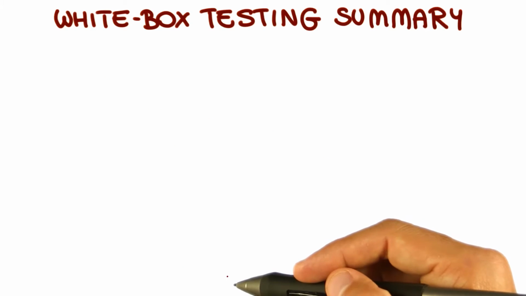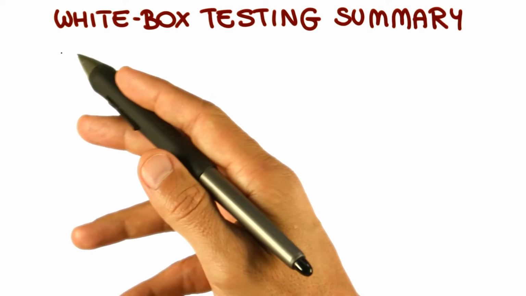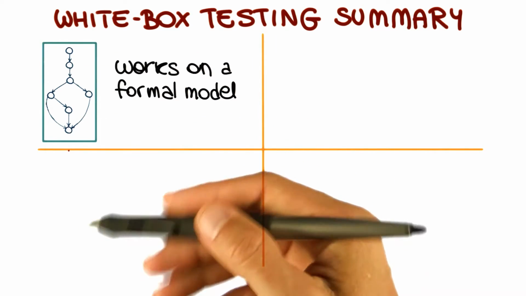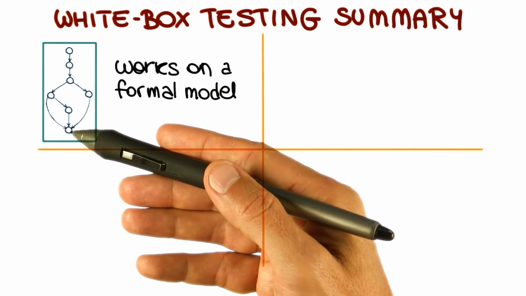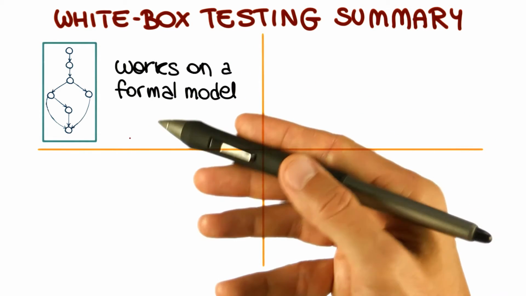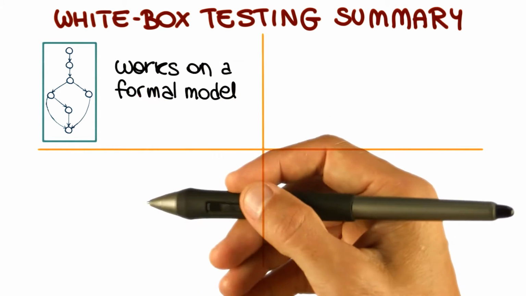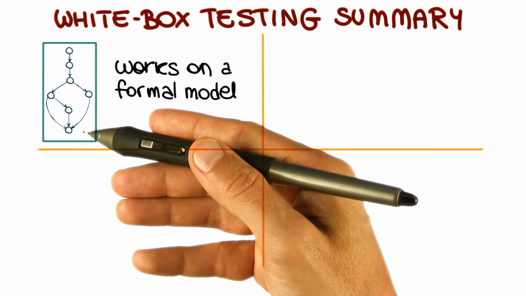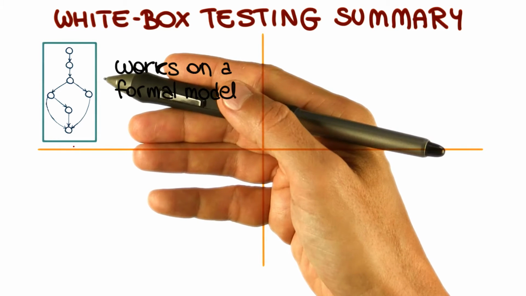Now let me conclude the lesson by summarizing a few important aspects of white box testing. The first important aspect is that white box testing works on a formal model, the code itself, or models derived from the code. So when we do white box testing, we don't need to make subjective decisions, for example, on the level of abstraction of our models. Normally, we simply represent what's there. And so what we obtain are objective results and objective measures.